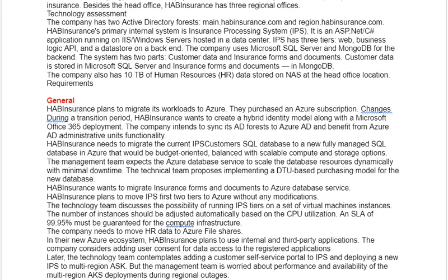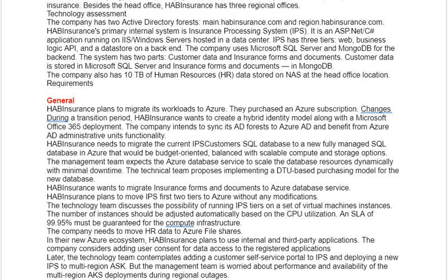HAB Insurance wants to migrate insurance forms and documents to Azure Database Service. HAB Insurance plans to move IPS first 2-tier to Azure without any modifications. The technology team discusses the possibility of running IPS tiers on a set of virtual machine instances. The number of instances should be adjusted automatically based on the CPU utilization.